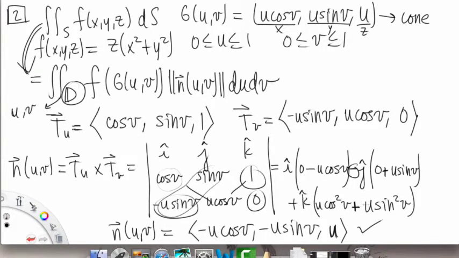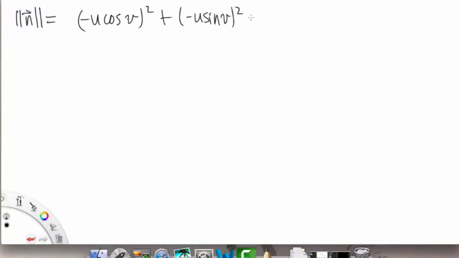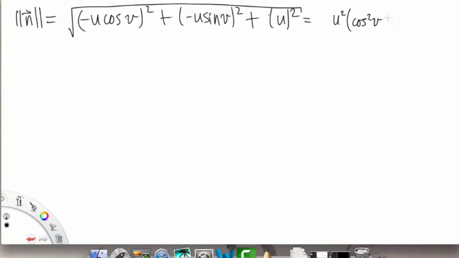Now we have to normalize it, or find the magnitude. I'll do that on the next slide. So our magnitude is going to equal the square root of negative u cosine v quantity squared plus negative u sine v quantity squared plus u squared. And what we get is a u squared, and I'm just going to factor this out right away, cosine squared v plus sine squared v. That's what we get from the first two terms, plus another u squared.